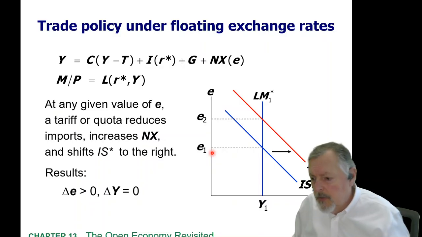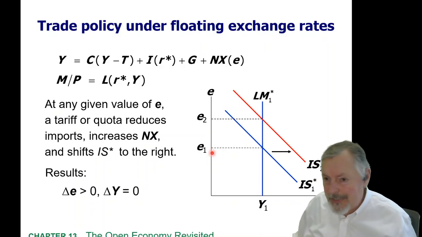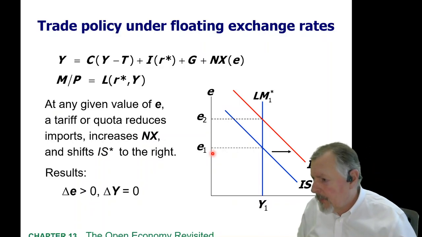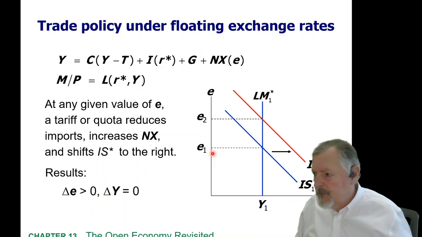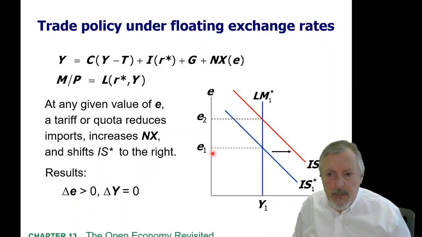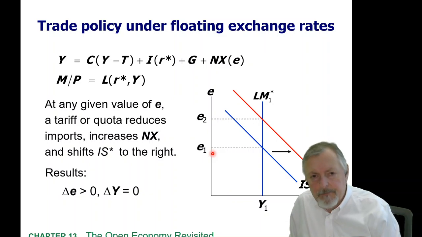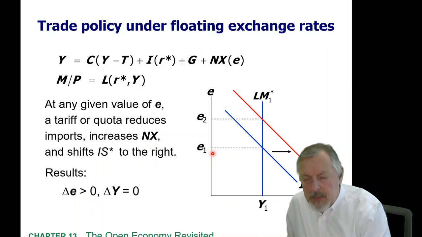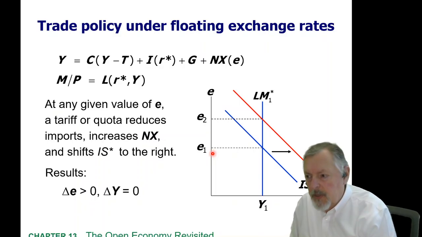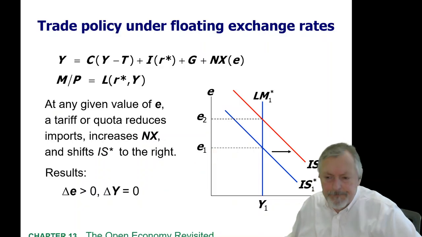Well, we learned in chapter 6 that net exports equals savings minus investment. An import restriction doesn't affect savings. It doesn't affect investment. So it can't affect the equilibrium value of net exports.